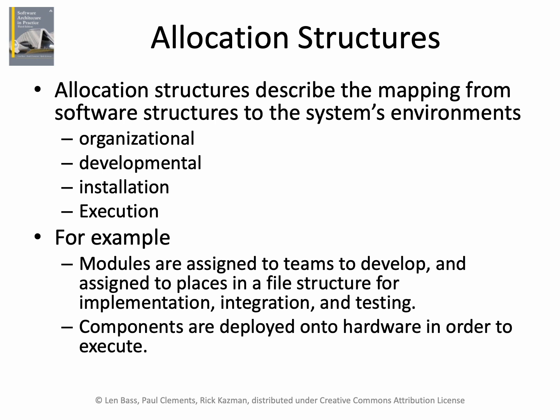Allocation structures describe the mapping from software structures to the system's environment: organizational, developmental, installation, and execution. For example, modules are assigned to teams to develop and assigned to places in the file structure for implementation, integration, and testing, as we mentioned in the university management system. Components are deployed onto hardware in order to execute.